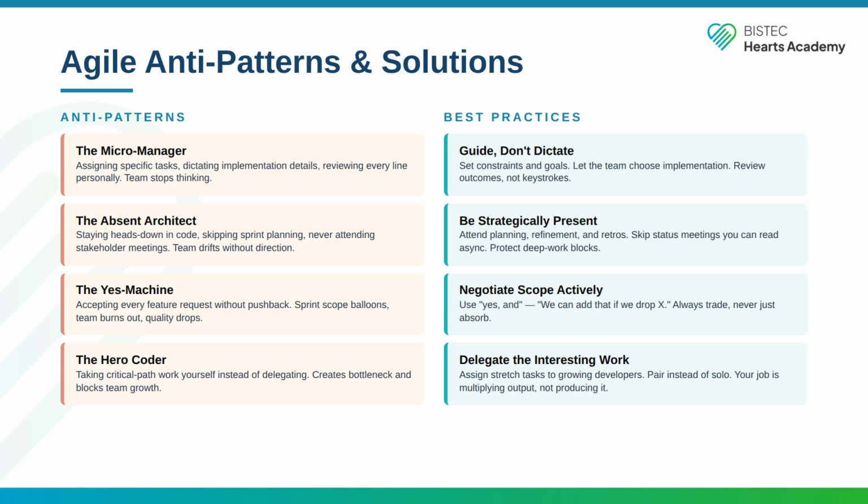The hero coder takes the critical path work because they are the fastest. This creates a bottleneck and blocks the team's growth. Instead, assign stretch tasks to growing engineers. Pair with them on the hard parts instead of solving it alone. Your job is multiplying output, not producing it.